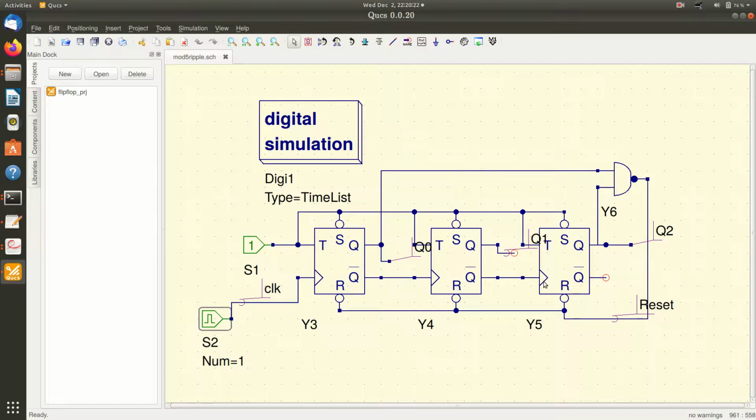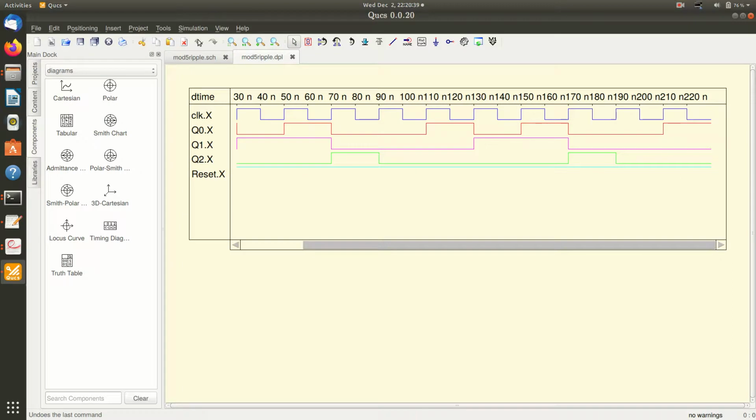Here, this Q bar is connected to the next clock, and this resetting signal is generated like this. Q2 and Q0 are NANDed, and the output is fed to the reset terminals. So let us see this simulation. Here you can see the waveforms.